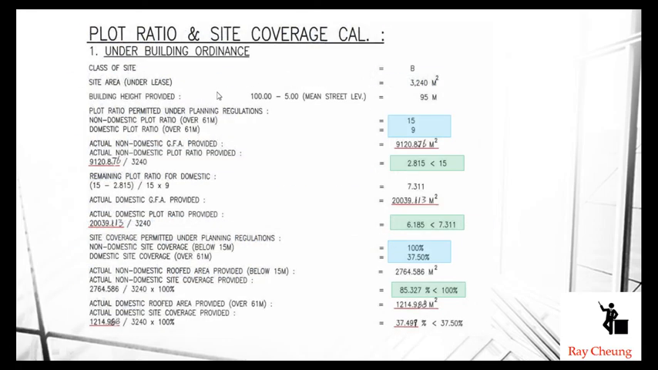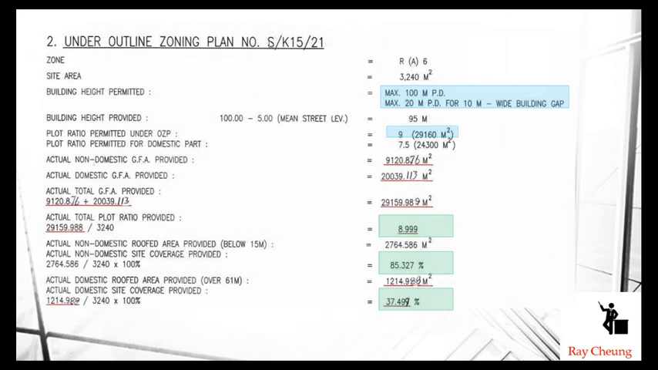And I will show you some of the typical calculations when you submit the general building plans to government departments for approval. You need to first understand the plot ratio you provided, and also calculate the site coverage provided, to make sure you do not exceed the limit. Other cases, you also need to check against the outline zoning plan, which will also have some restrictions on the height, plot ratio or site coverage.